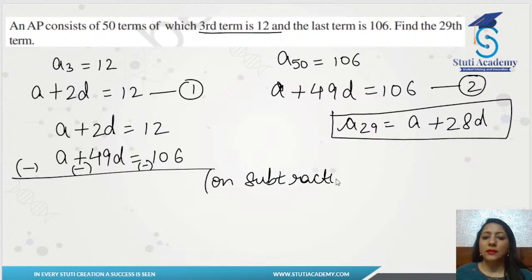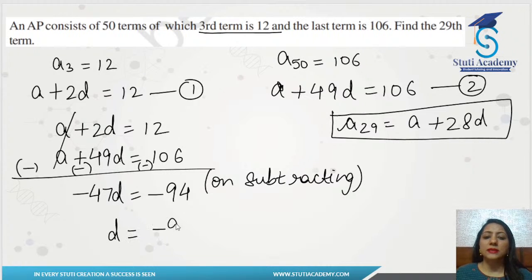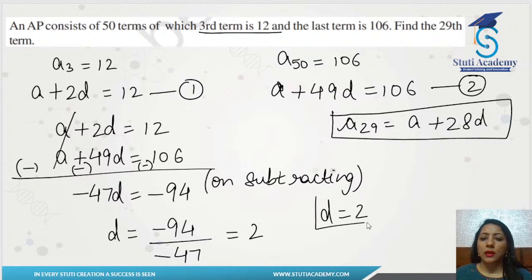On subtracting, A minus A will disappear. It will become 0. 2D minus 49D will become minus 47D. And 12 minus 106 will give us minus 94. So D would be minus 94 upon minus 47. That is 2. So here D is 2.